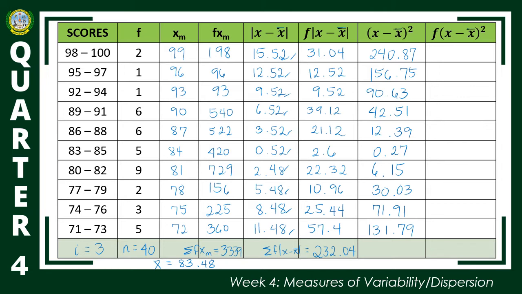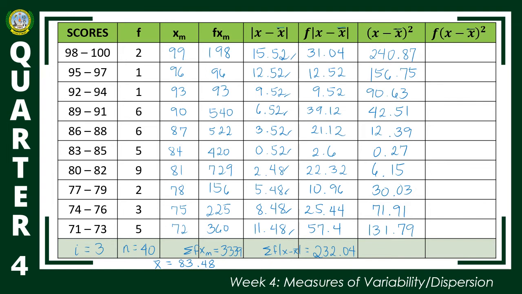Okay. So, dahil kompleto na yung ating second to the last column, the next thing that we're going to do is to multiply these values to their corresponding frequencies. Okay? Yun po ang ilalagay natin sa last column, which is f times the quantity x minus mean squared. Okay? So, i-multiply natin itong second column tsaka yung second to the last column. Yung f at tsaka yung x minus mean squared. Okay? Now, let's do that.